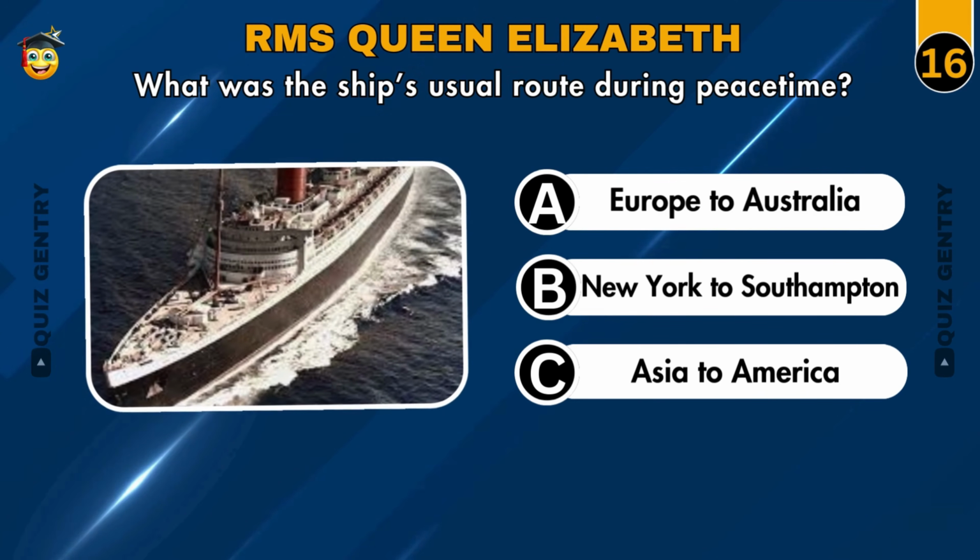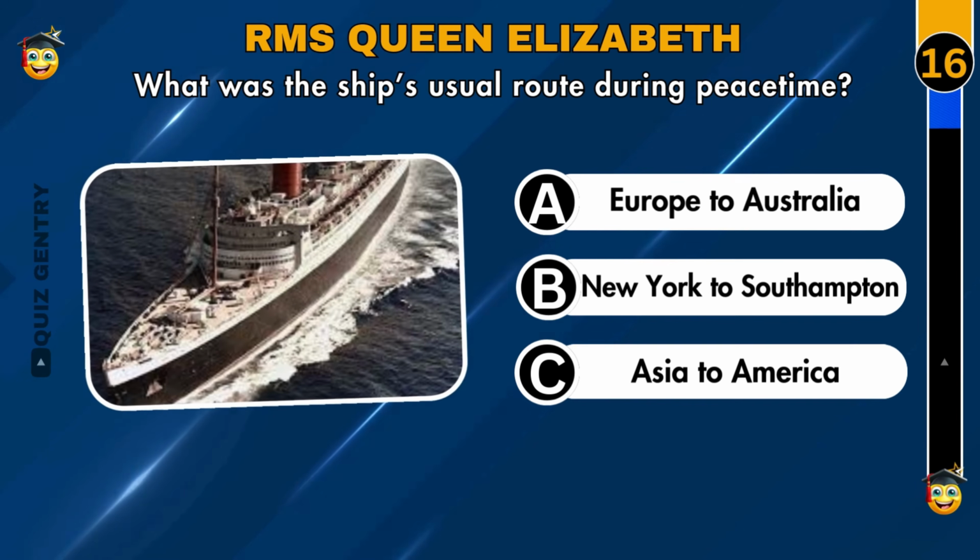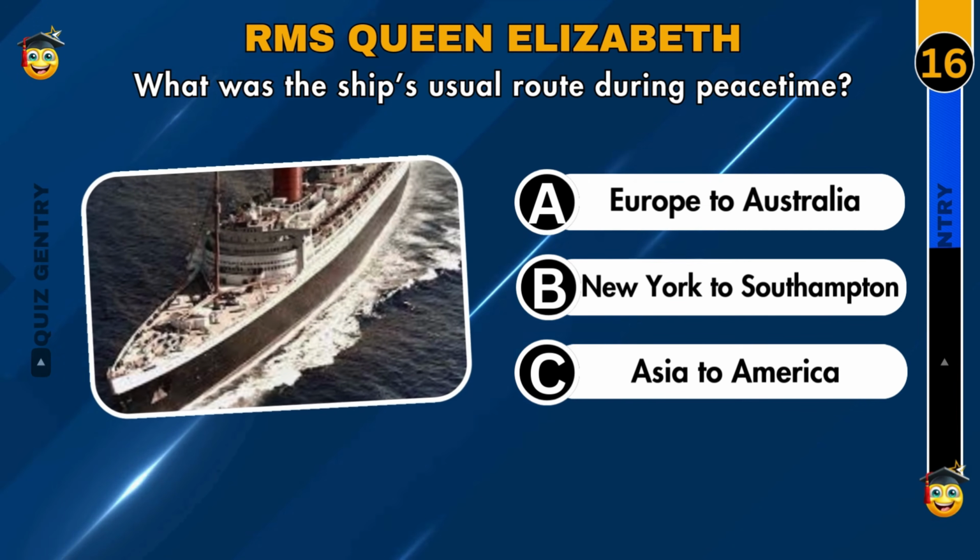What was the ship's usual route during peacetime? Europe to Australia, New York to Southampton, or Asia to America?